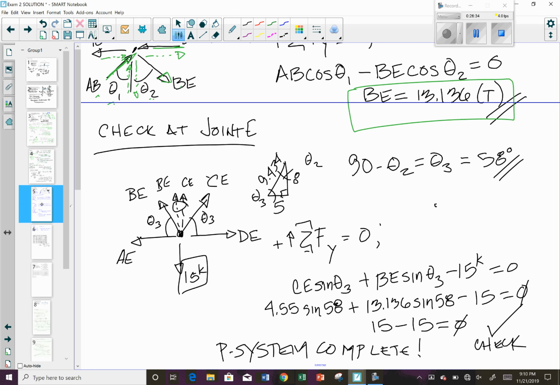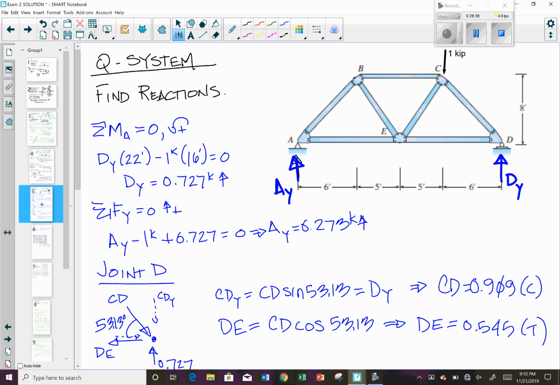Now you need to analyze your Q system. So same thing, find your reactions. I've applied a 1 kip load going down at C because we want to find the vertical deflection at C. So we'll put a load in the direction that we want. Solve for our reactions. We don't have any external load in the X direction at A, or we don't have any horizontal load in. So therefore, A sub X is equal to 0.